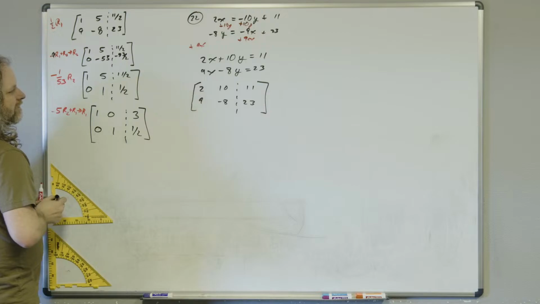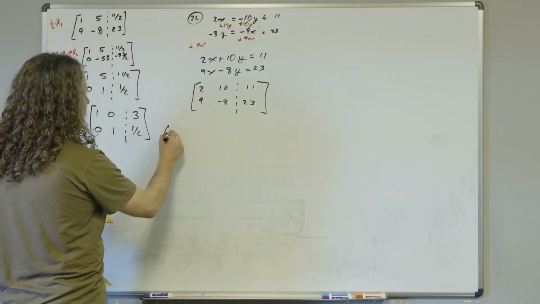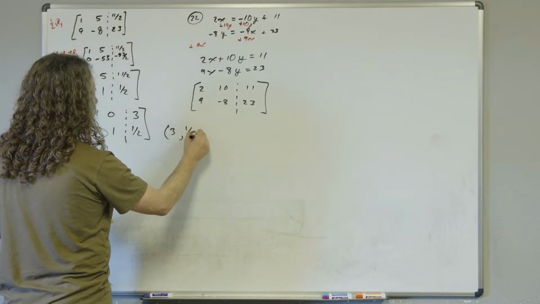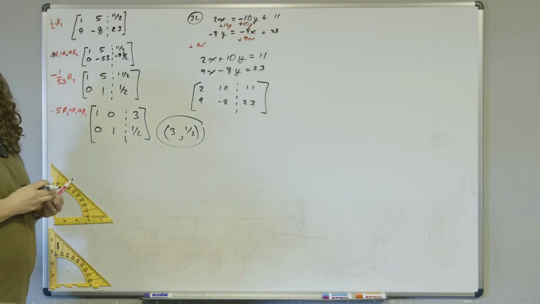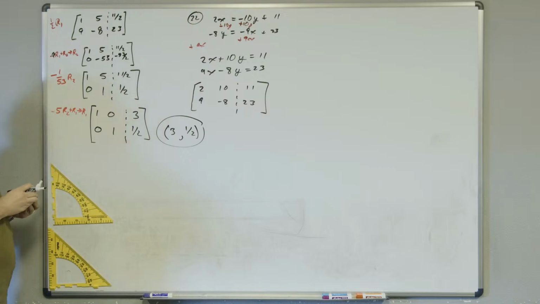I figured out why this works. Well, good. Because if you have a 1 in every row, then you basically just solve. Yeah, I'm glad you're catching on to what's going on here.